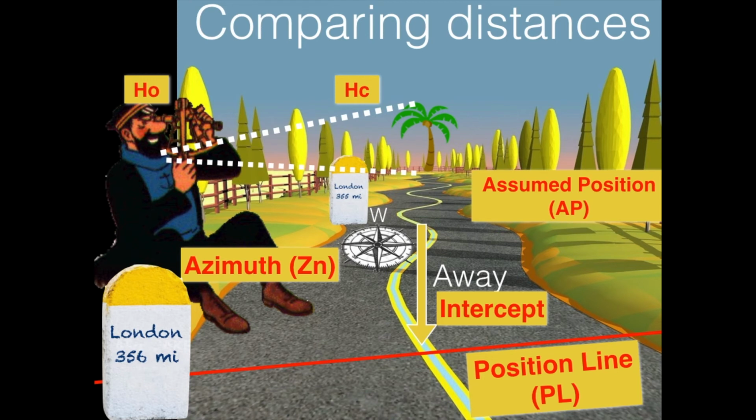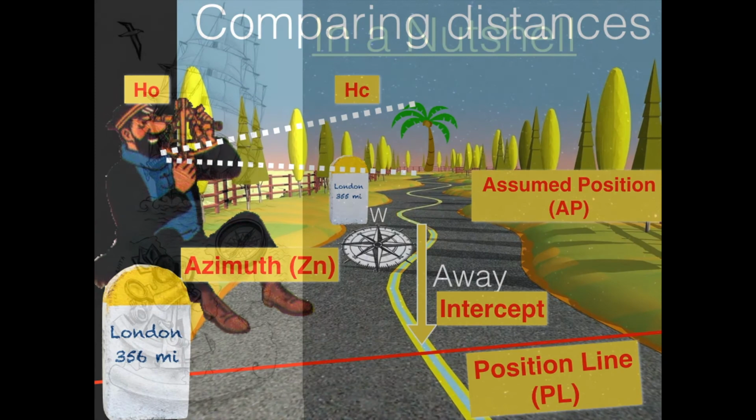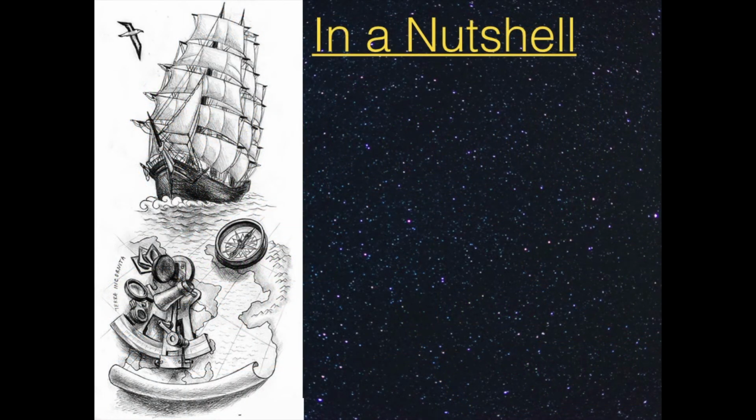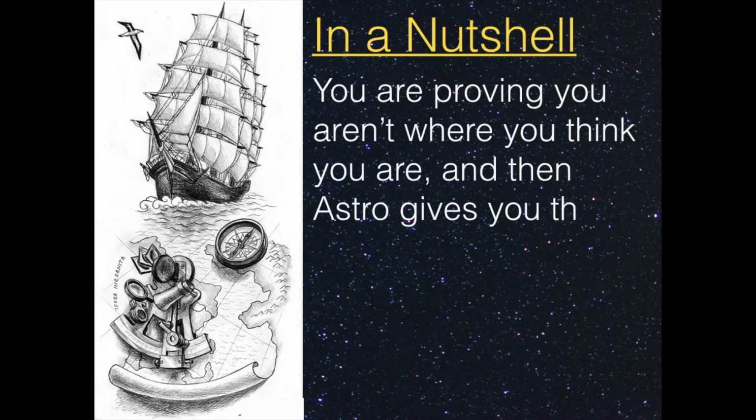The most frequent mistake people make is that they make a dot, a position, where the intercept is ending, but it's not a position, it's not a dot, it's a line, it's a position line which is 90 degrees to the azimuth. To sum up, if you're still with me, in a nutshell, what is celestial navigation about?